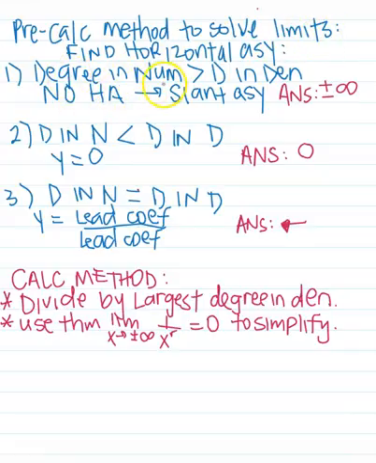If the degree in the numerator, you have a fraction, the degree in the numerator, the highest exponent on the top, is bigger than the degree in the denominator, this d stands for degree in the denominator, there is no horizontal asymptote.